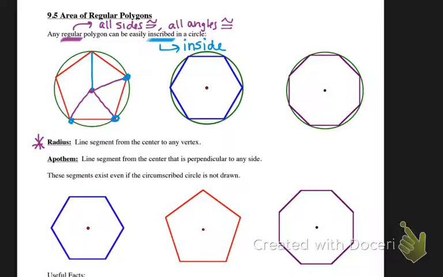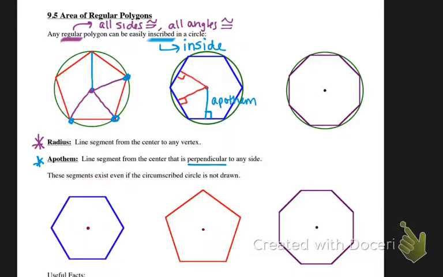Now, the new term is the apothem. So the apothem connects a line segment from the center and it's perpendicular to any side of the polygon. So it does not go to the corner, it doesn't go to the vertex, it goes to one of the sides and it makes a right angle. So this would be an example of the apothem in my second picture here. So anytime I draw one of these from the center to a side and it makes a right angle, that would be an apothem. So all of these are apothems.